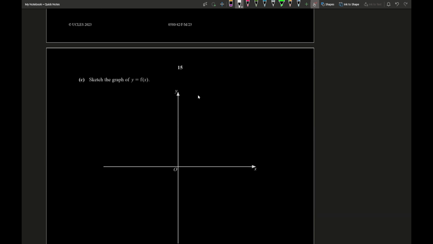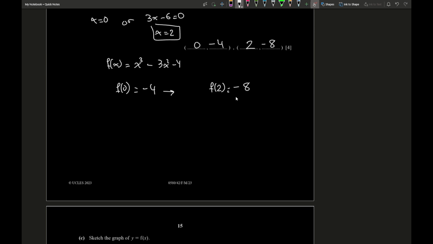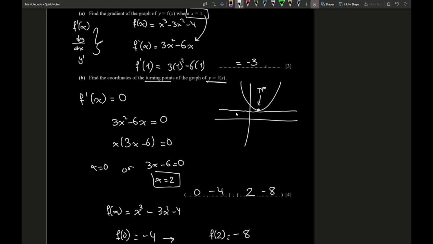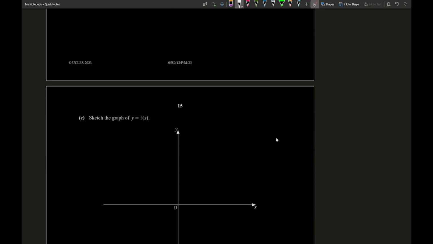For part C, sketch the graph of f of x. Now, we just found in part B our turning points, which is when the gradient is equal to 0 and when the tangent at this point is horizontal. So let's write their coordinates: 0, negative 4 and 2, negative 8. Okay. And let's also write our function while we're at it: f of x is equal to x cubed minus 3x squared minus 4.